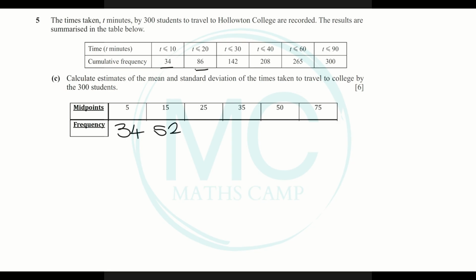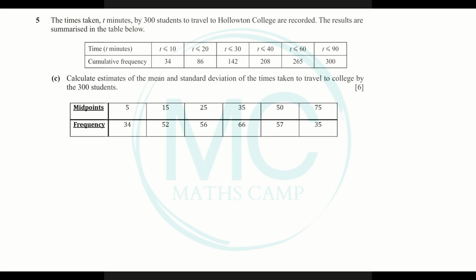142 minus 86 gives us 56. 208 minus 142 gives us 66. 265 minus 208 gives us 57. And 300 minus 265 gives us 35. Now we have the midpoints and the frequencies.